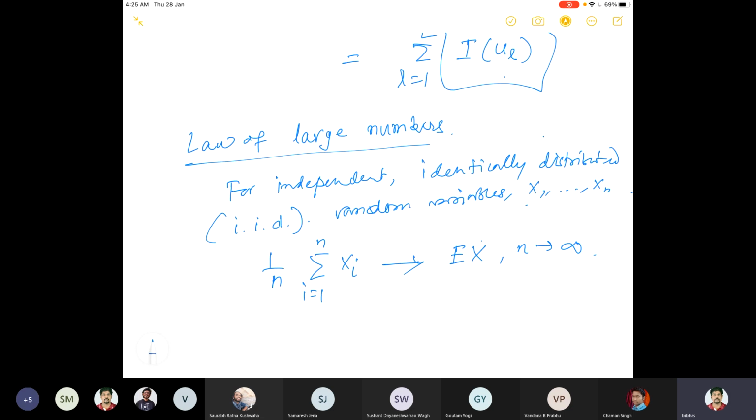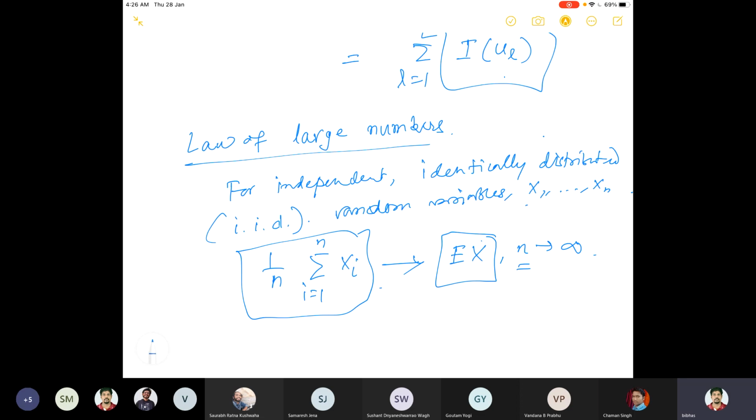That way you can see. But here our IID random variables are the self-information. So what can we say about this if we just apply this? I am not writing what is the meaning of this tending to this. This is a sequence: if you increase n, you will get a sequence, and this is converging to EX. So what does it mean?